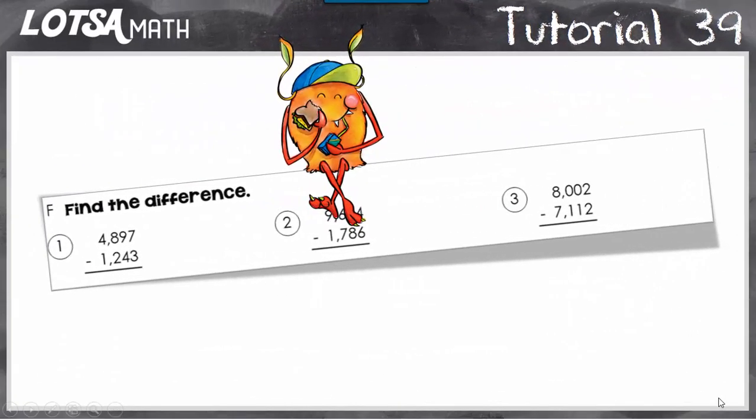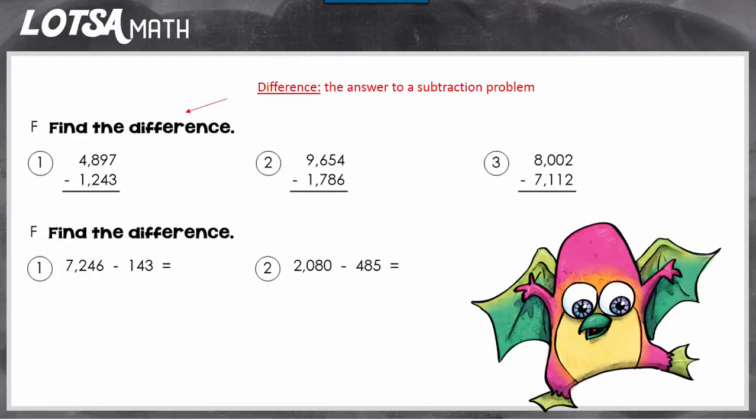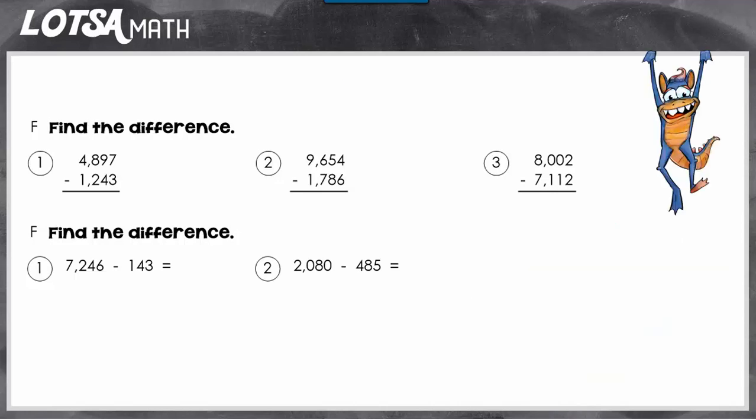For these problems, we're going to find the difference of numbers. And a difference is just the answer to a subtraction problem. So let's do some examples where we have to find the difference. So in the same way that when we're finding sums, when we're finding differences, we need to make sure that we keep all of the places lined up correctly.